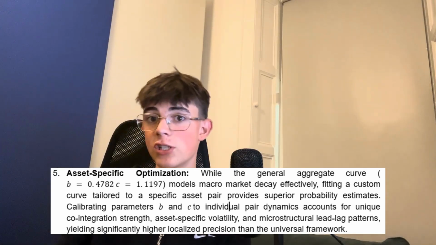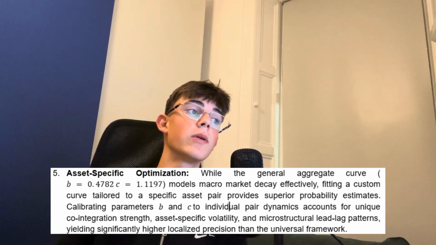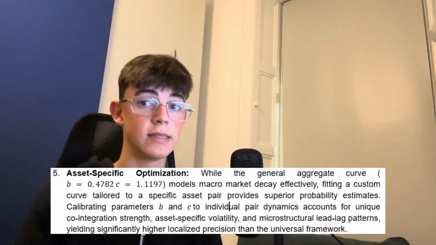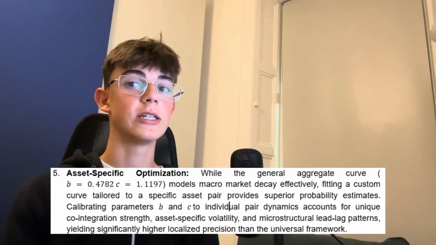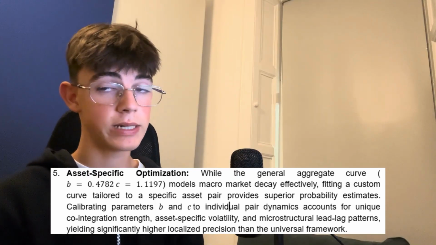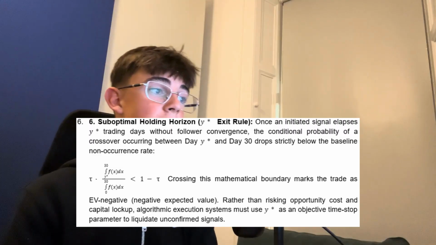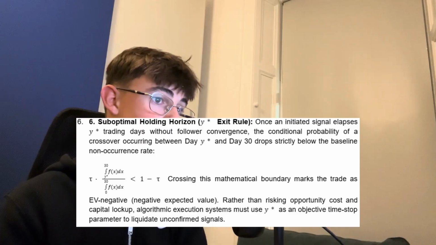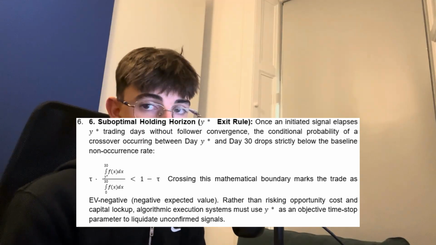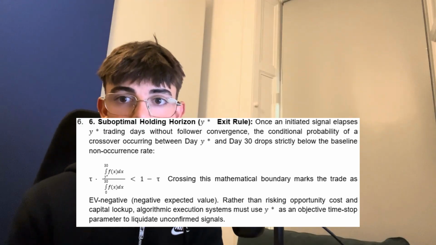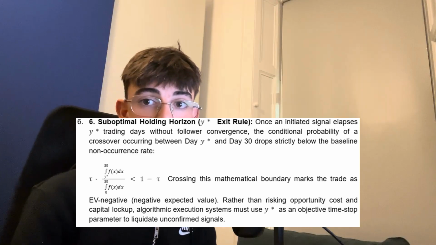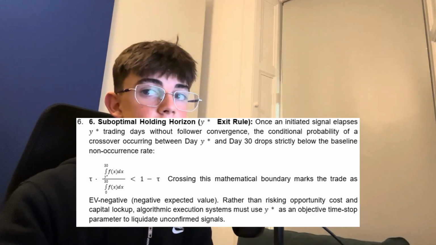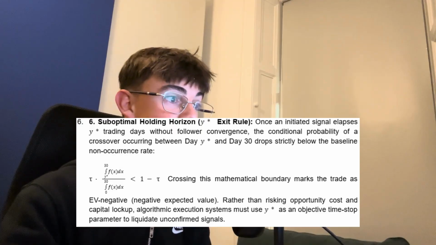But the general equations with the coefficients I have cited of B equaling 0.4782 and C equaling 1.1197 can fit the general population broadly, although this becomes less predictive on higher volatility pairs. And then we have the most important conclusion, in my opinion, the suboptimal holding or rising Y exit rule. So once the Y can be solved for, tau times the ratio of the integrals is less than 1 minus tau. And this will tell us when Y, which is on the top integral, is the break day.